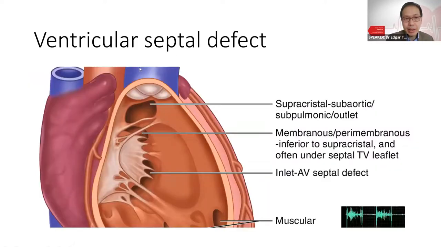The next defect, also pretty common, is a ventricular septal defect. Again, there are many types: muscular, perimembranous, outlet VSD, inlet VSD. Even though there are multiple types of VSDs, they more or less generate the same kind of sound, which is essentially a pan-systolic murmur, again similar to that of mitral regurgitation.